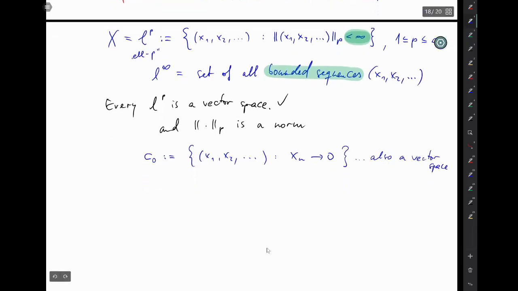There is a little brother of C0, and we call that one C00. These are the null sequences that go to 0 especially fast, in the following sense. The entries are 0 after a finite number of possibly non-zero entries. So that's the set of sequences x1, x2, and so on, with the property that only finitely many xn are non-zero.